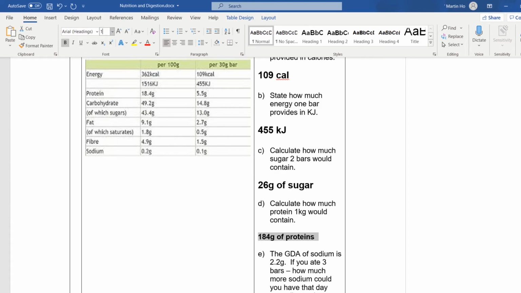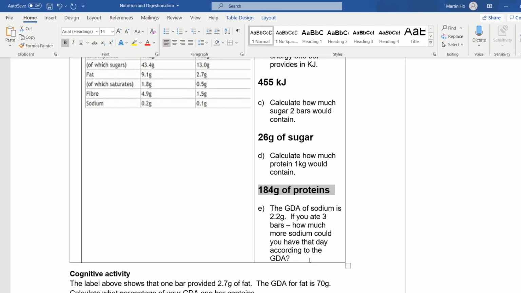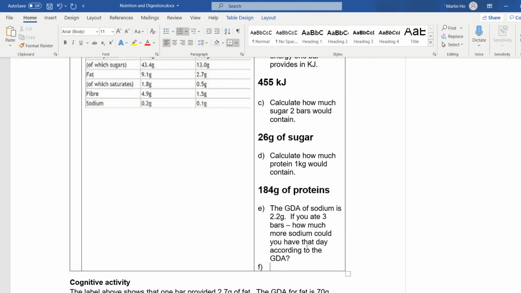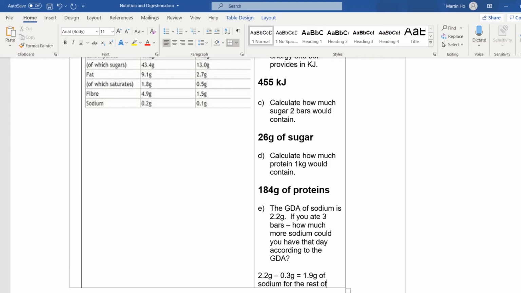Lastly, the GDA of sodium is 2.2 grams. If you ate 3 bars, how much more sodium could you have that day according to the GDA? So each bar provides us with 0.1 grams of sodium. If we have 3 bars, we multiply this number by 3, which would be 0.3 grams. Therefore, 2.2 grams take away 0.3 grams is equal to 1.9 grams of sodium for the rest of the day.